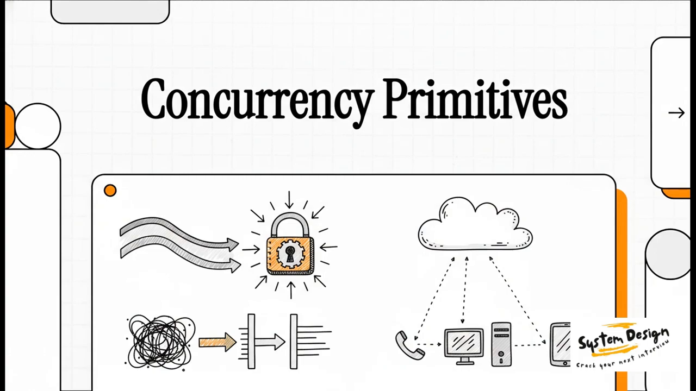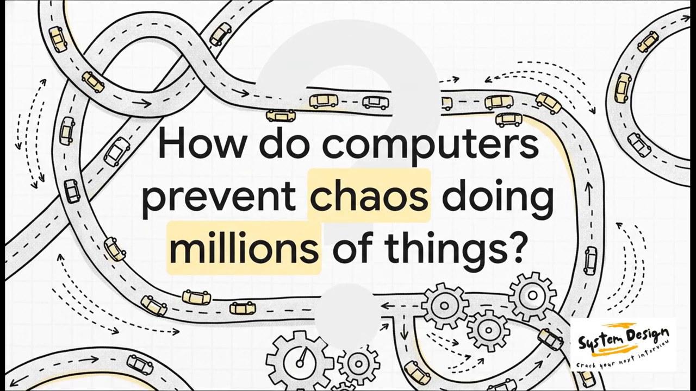Welcome. Today, we are diving deep into something that powers pretty much every piece of software you use, but you might never see it: concurrency primitives. These are the secret building blocks, the fundamental rules of the road that keep our incredibly complex parallel systems from just descending into total chaos. So let's start with the biggest question of all.